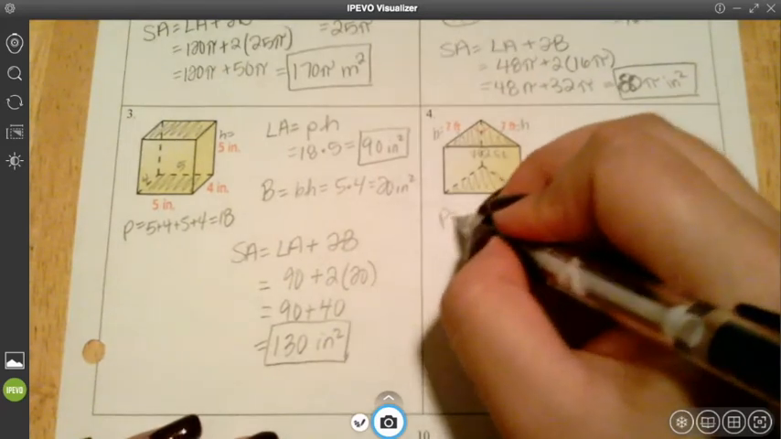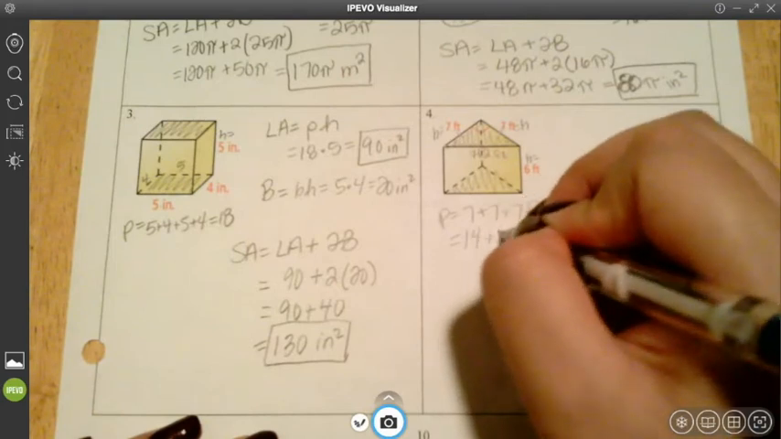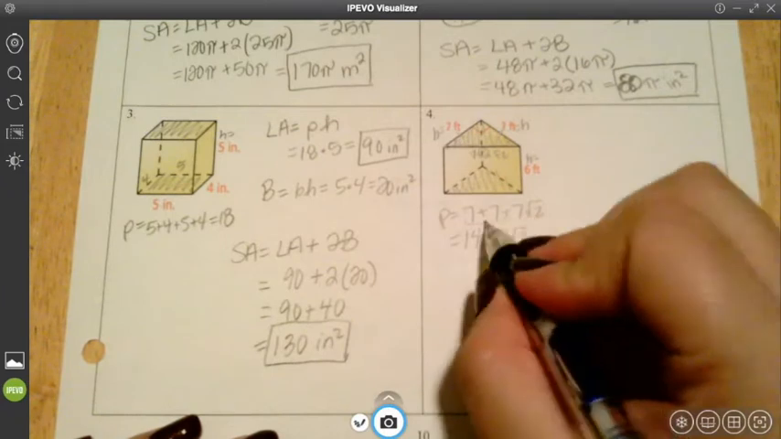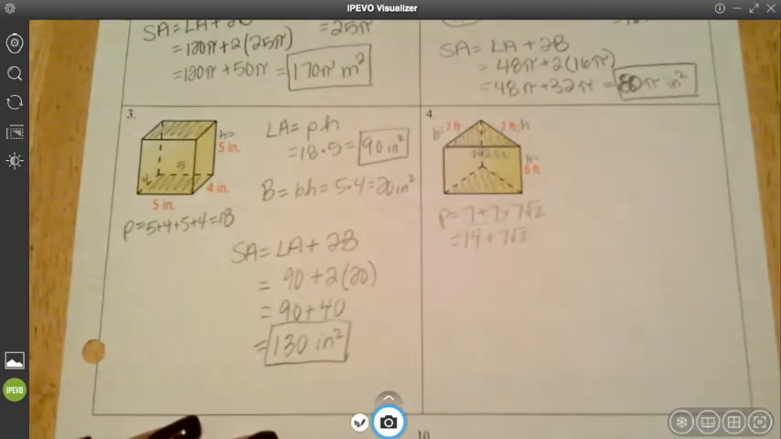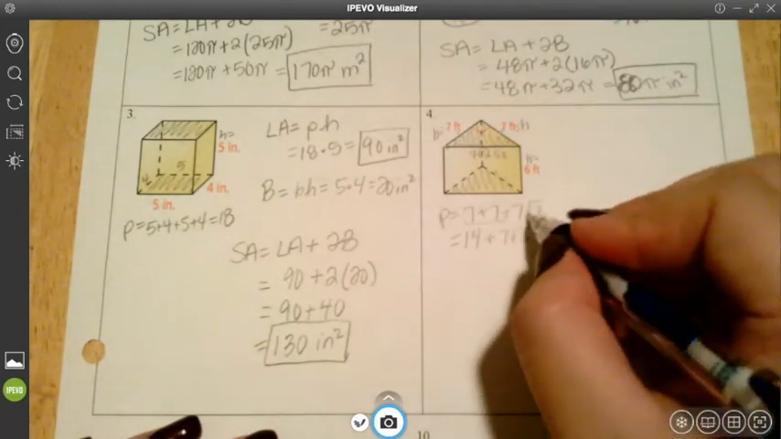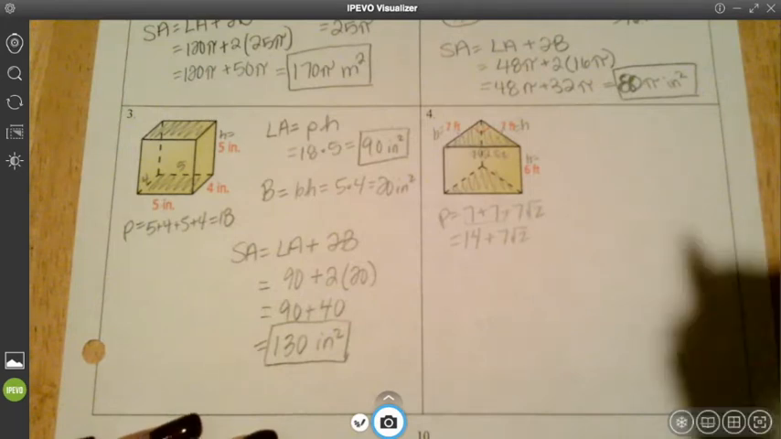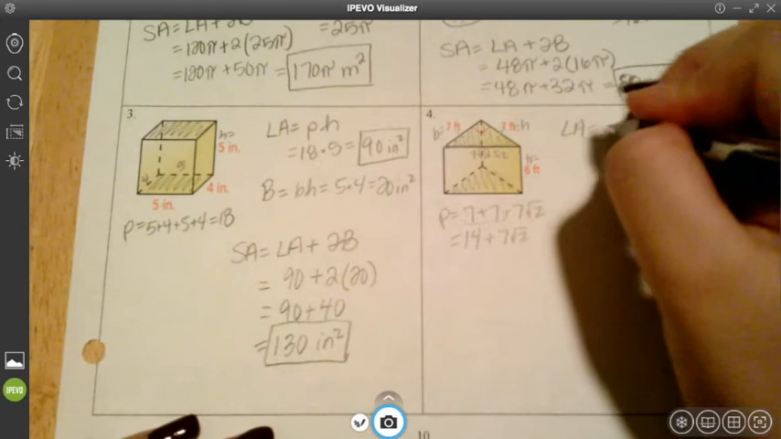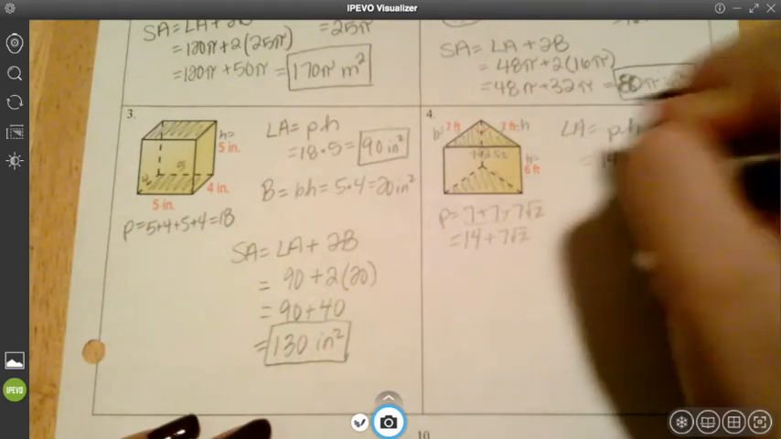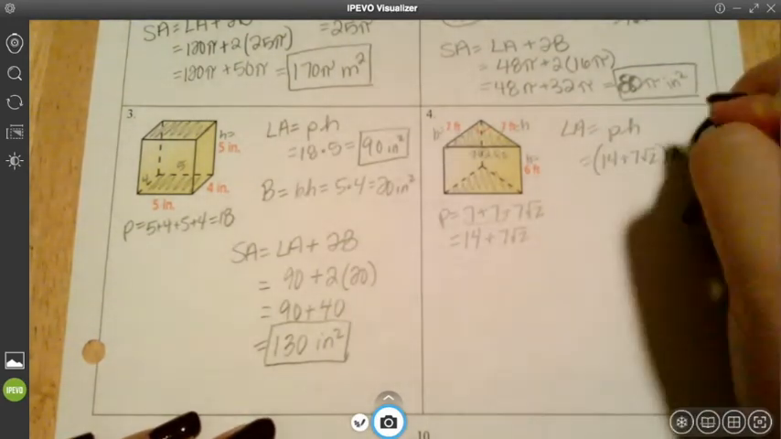So our perimeter, 7 plus 7 plus 7 times the square root of 2, is 14 plus 7 times the square root of 2. These are like terms, no radical. This one can't be added because it has a square root. Remember, when we add square roots, treat the square root like an x. If I had 7 plus 7 plus 7x, I can't combine the 7x. It's not a like term. Be careful with that. So our lateral area, perimeter times height, perimeter is 14 plus 7 times the square root of 2. In parentheses, because we're going to multiply that whole thing by our height of 6.